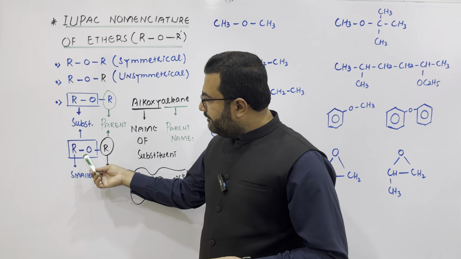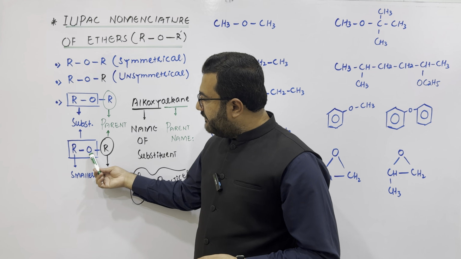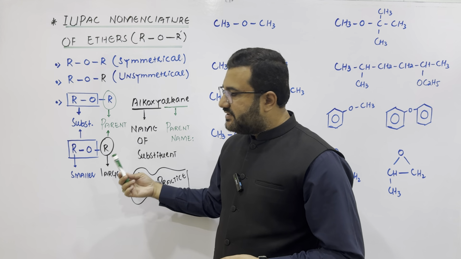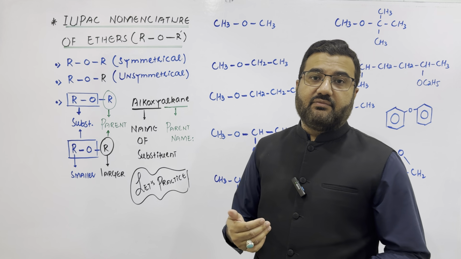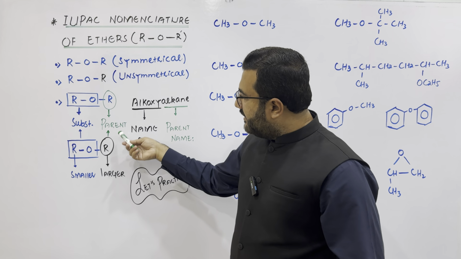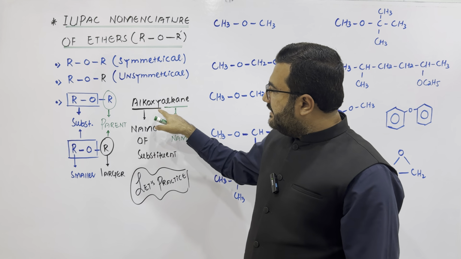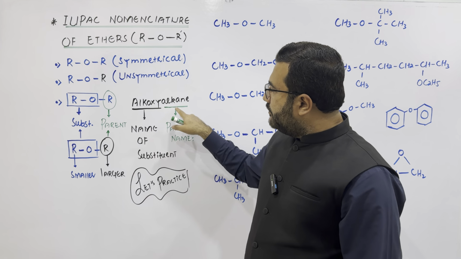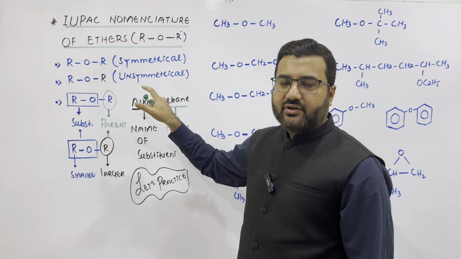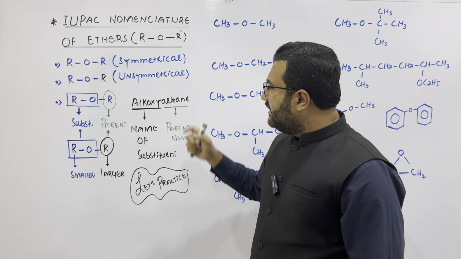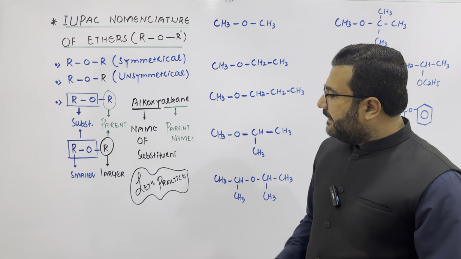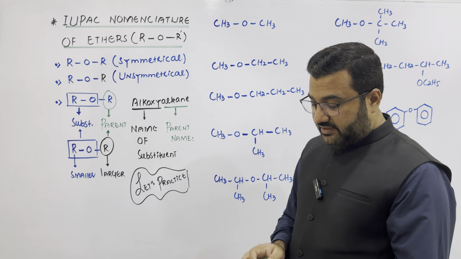Now in this case, the smaller alkyl group along with oxygen will be alkoxy, and this R, which is the larger alkyl group with a greater number of carbon atoms, will be considered as the parent and it will be named as alkane. It means that the ethers also have two portions in their names. Alkoxy is from the alkyl and oxygen, which is considered as a substituent, and alkane represents the parent name of the ether. Now let's practice some nomenclature of the ethers.